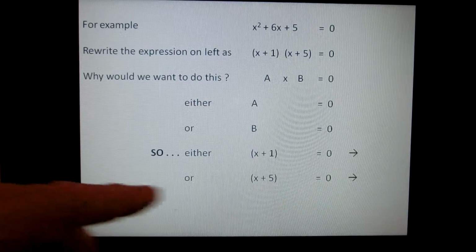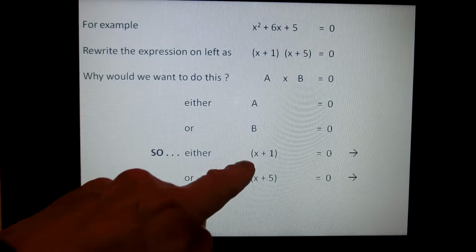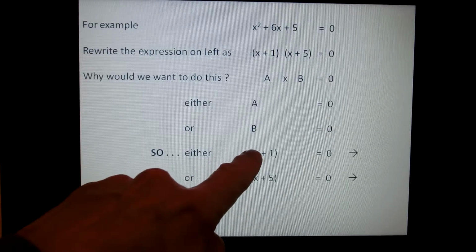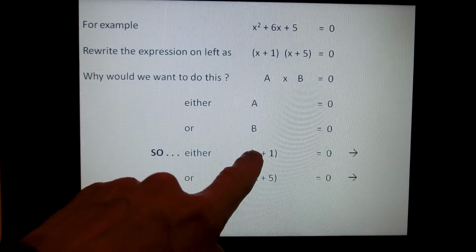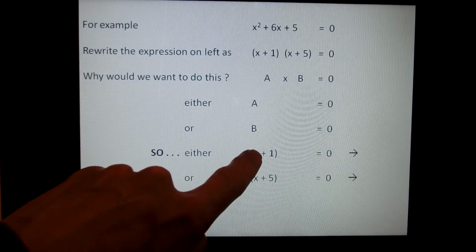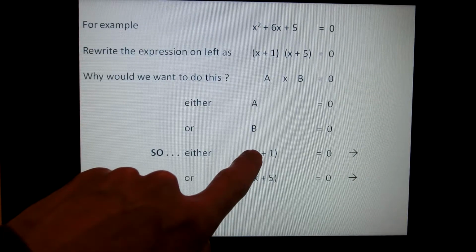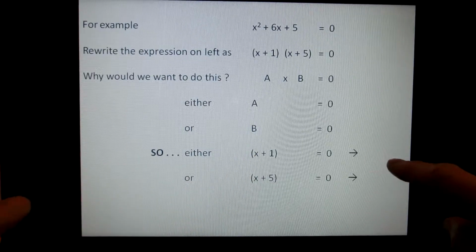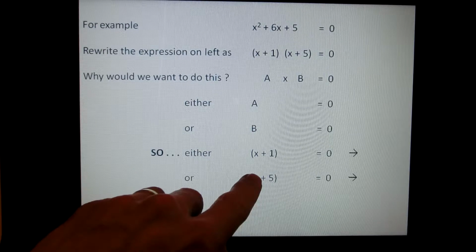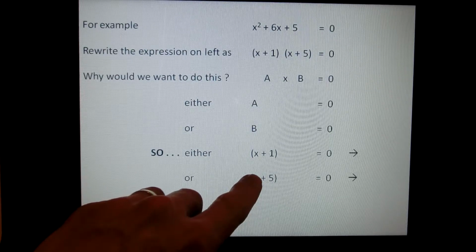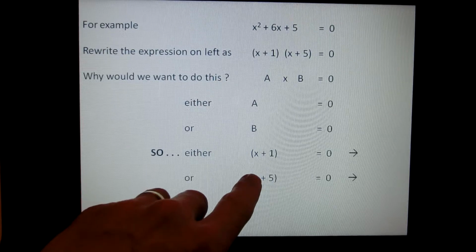I'm going to use the cover-up idea. What number, if you add 1 to it, gives you a result of 0? There's only one number that can be under my finger there, and that must be -1. So here we'd write x is -1. And down here, what number, if you add 5 to it, gives 0? There's only one number that can be under my finger to make that true, and it's -5.